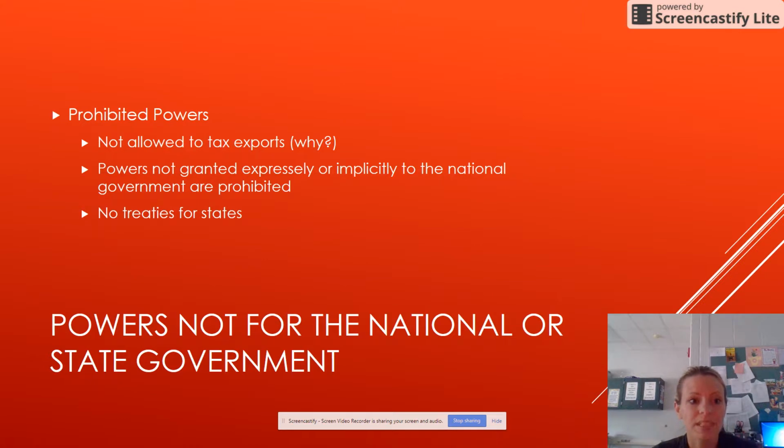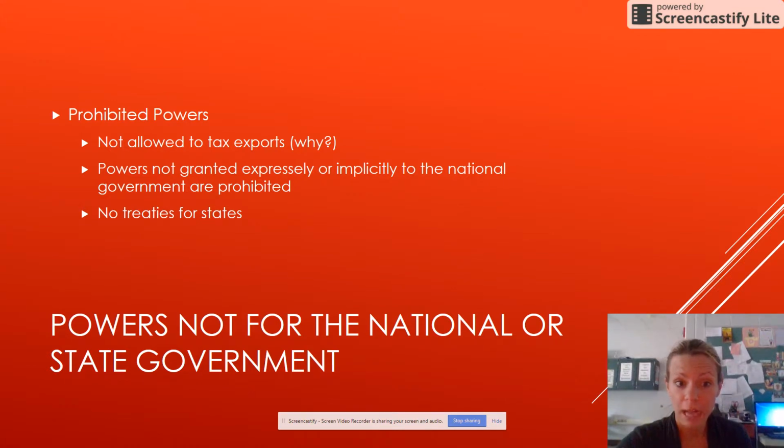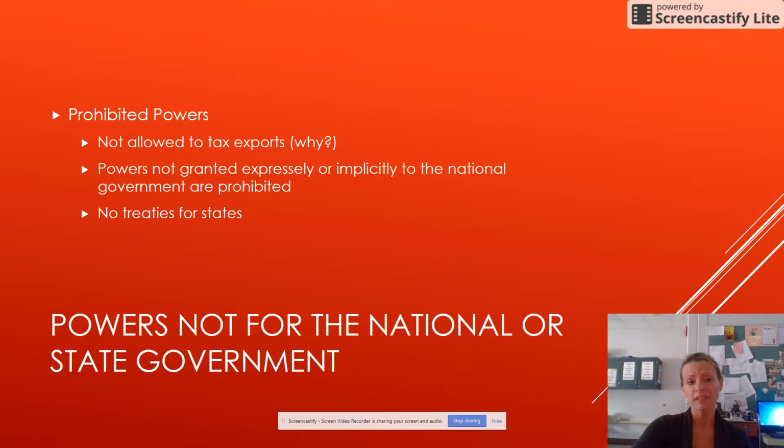Prohibited powers. Prohibited means not allowed to. And one of the things that the government is not allowed to do is to tax exports. That's written directly into the Constitution. Why are they not allowed to tax exports? Does anybody remember? They are not allowed to tax exports because that was part of their compromises with the South. It was dependent upon the cotton. And the cotton didn't want to have taxes put on the cotton because it was shipped overseas.